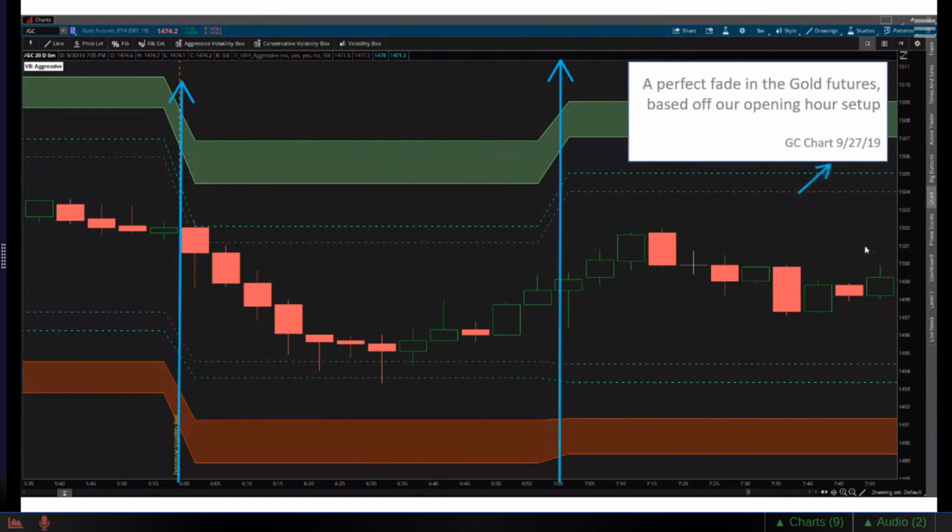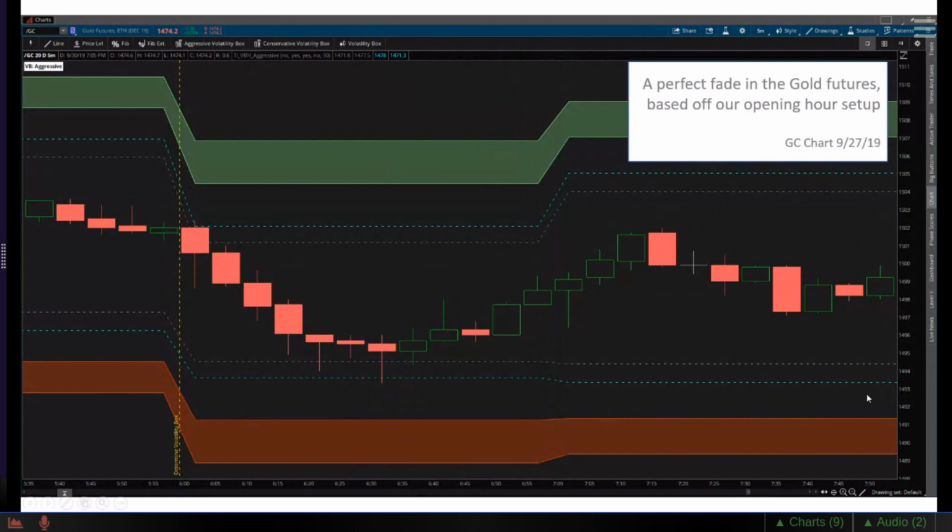So this is September 27th, just last week. The market opened. We had these levels plotted well ahead of time. So these levels were plotted starting 6 a.m. Pacific. Price started to fall down. As the opening bell rung, we had our opportunity to get long gold. You can see once again almost a picture perfect entry using the volatility box.